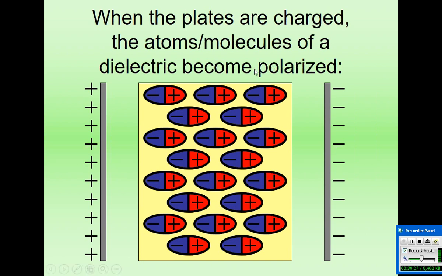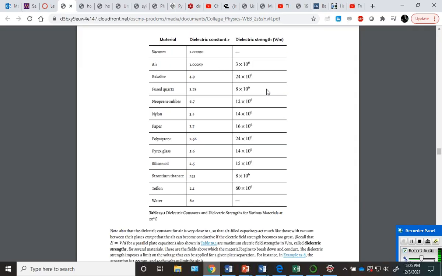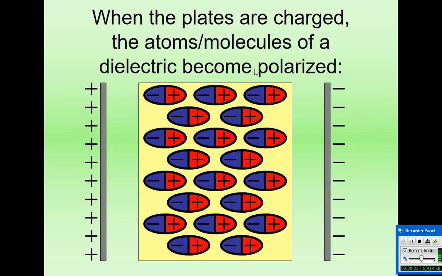If this is the case, and if these molecules are allowed to pivot around, when I place this dielectric material in between these equal but oppositely charged plates, the negative side of the molecule is attracted to the positively charged plate, and the positive side of the molecule is attracted to the negatively charged plate. Without the parallel plates, with no electric field, the orientations of these molecules, represented by the ovals, would be random.